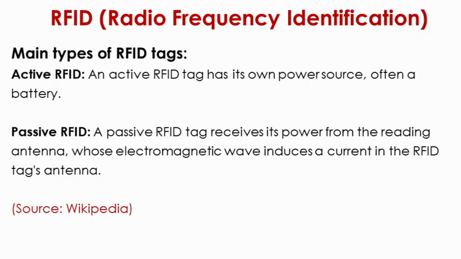So the main types of RFID tags are active RFID, which has its own power source like a battery, and passive RFID, which receives its power from the reading antenna, that is an external power source, whose electromagnetic wave induces a current into the RFID tag's antenna.